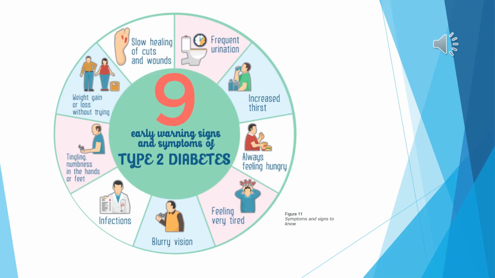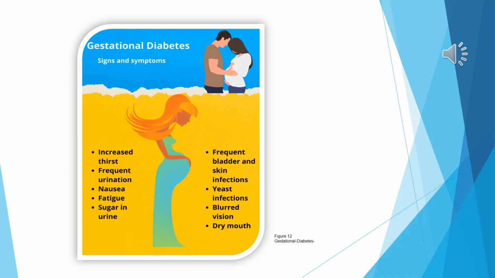Signs and symptoms of type 2 diabetes are frequent urination, increased thirst, always feeling hungry, feeling tired, blurred vision, infection, tingling and numbness in hands and feet, weight loss or weight gain, and slow healing of cuts and wounds. Signs and symptoms in gestational diabetes are increased thirst, frequent urination, nausea, fatigue, sugar in urine, frequent bladder and skin infection, yeast infection, blurred vision, and dry mouth.